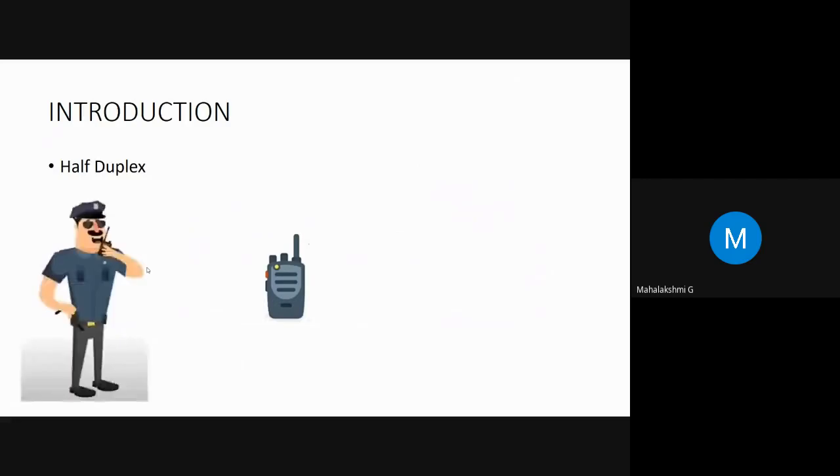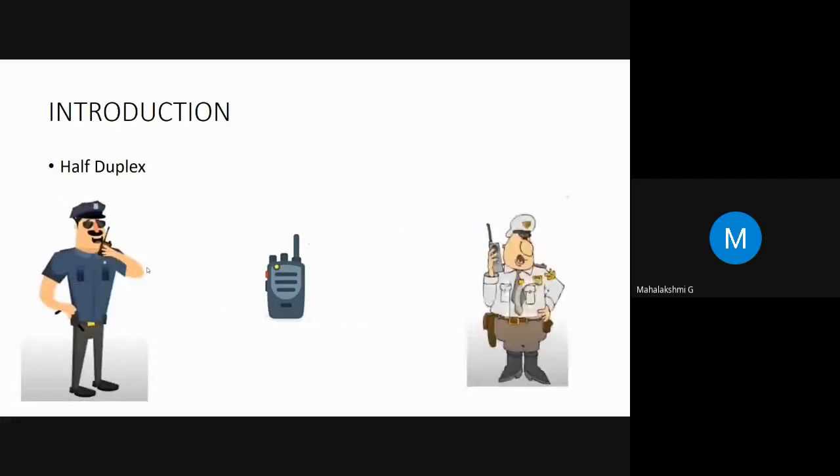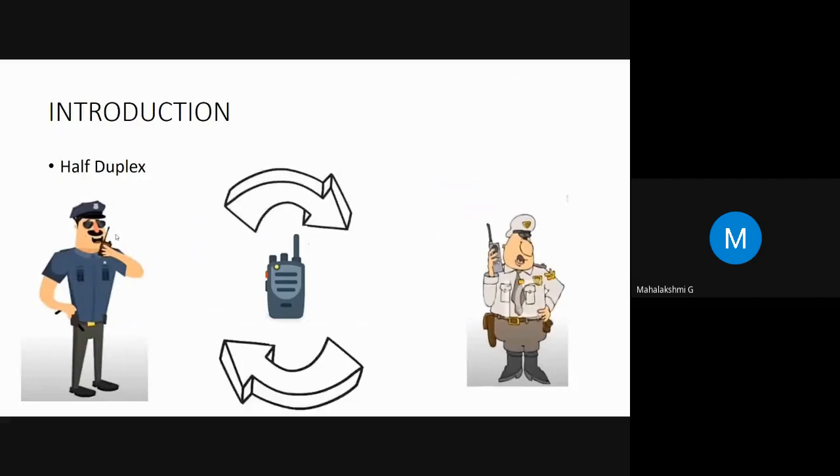So I have shown an example here. Again we have a sender and a receiver, and I have shown the communication. But when you see clearly, when we use this device, either you can talk or you can hear, but you cannot do both at the same time. That is, either you can send the message or you can receive the message, but both cannot be done at the same time. So this is the example known for half duplex communication. The next one is full duplex.